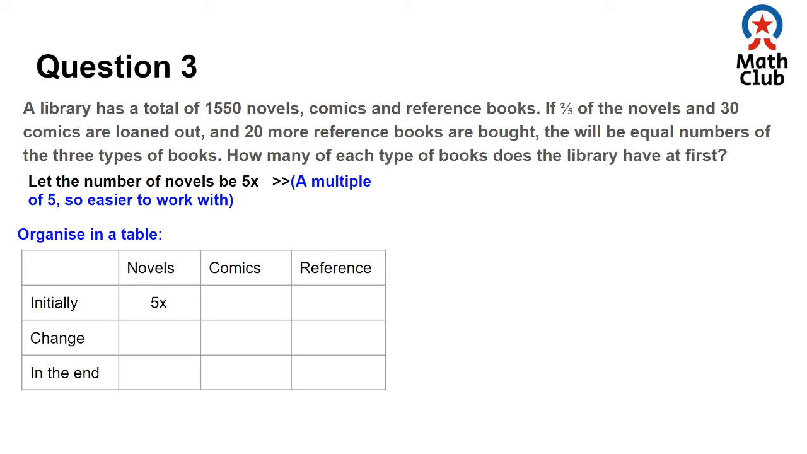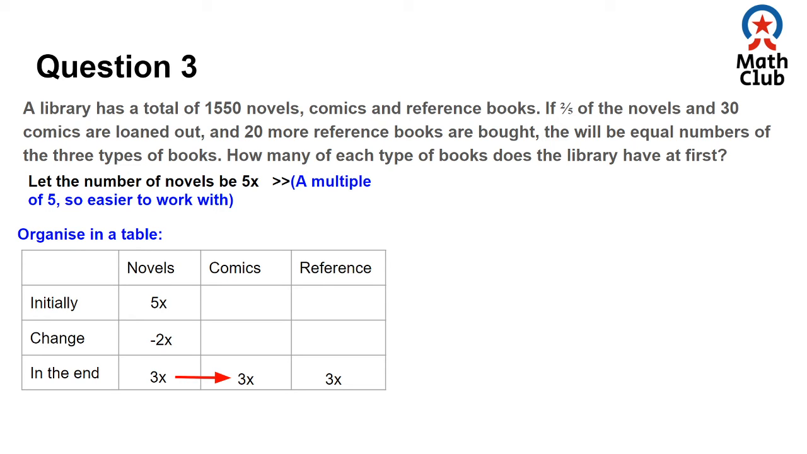So 5x is the initial number of novels, and 2/5 of the novels are loaned out, so 2x of novels are loaned out. So the remaining is 3x. And from this sentence over here, there will be an equal number of the 3 types of books. Thus we know all the books are 3x and 3x. Right, and now we can do a little bit of working backwards. So as I said, the question doesn't have to be just solved using algebra. See, we have units and parts, we have working backwards, a lot of different methods.